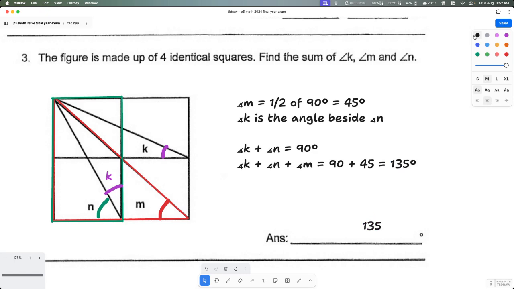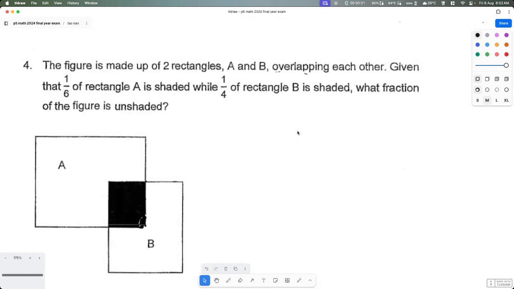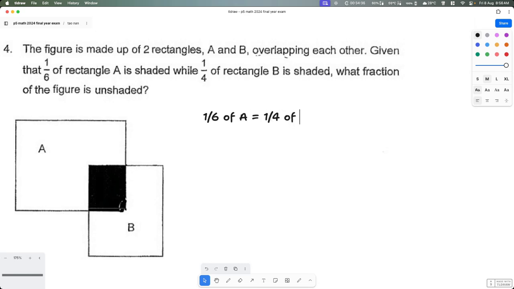Okay, let's move on to the next question. Question number 4. The figure is made out of two rectangles, A and B, overlapping each other. Given that 1/6 of rectangle A is shaded while 1/4 of rectangle B is shaded, what fraction of the figure is unshaded? So we can say that 1/6 of A is equal to 1/4 of B. This is the equal fraction concept.